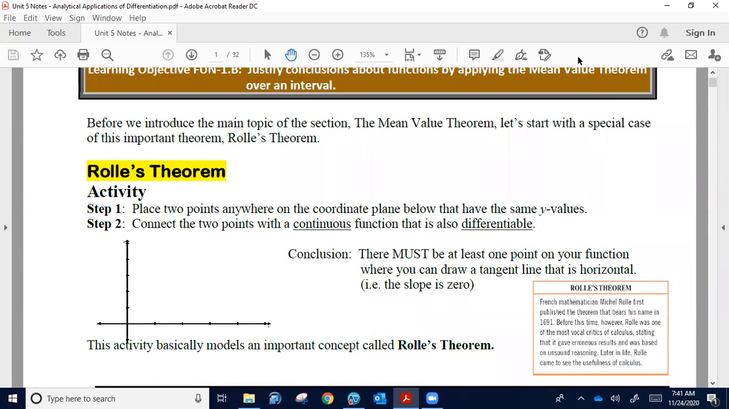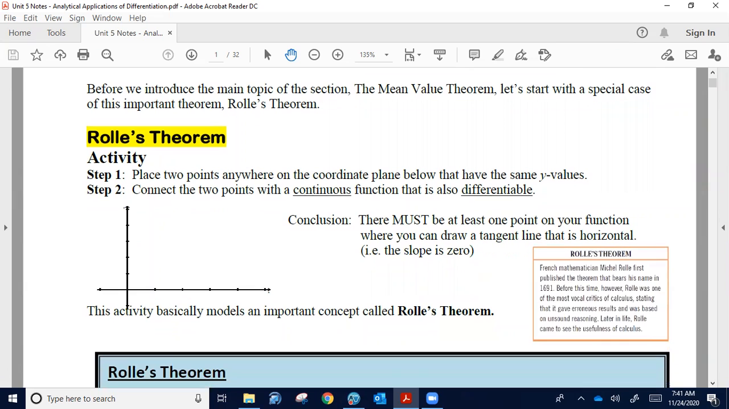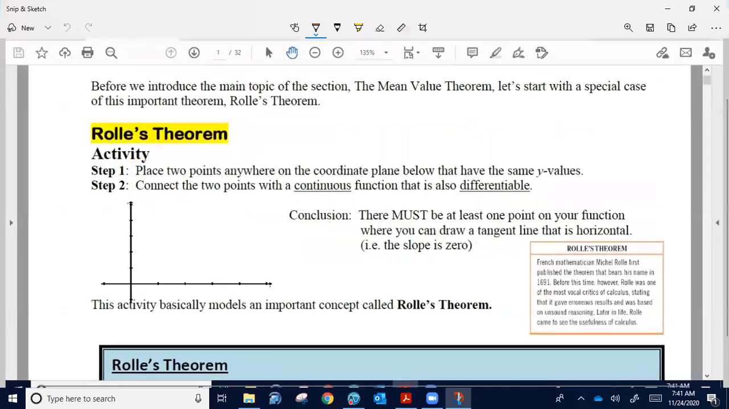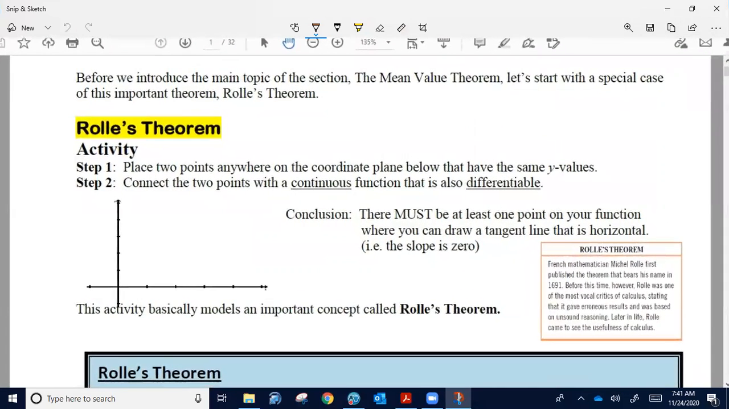Before we get there, Rolle's theorem is kind of an offshoot of the mean value theorem. So this is called Rolle's theorem. And if we were together, I would have you all try this out, and I would grab several of your note packets and flash it on the screen to see what's happening here. But we can do this virtually. So this activity says place 2 points anywhere on the coordinate plane below that have the same y values.